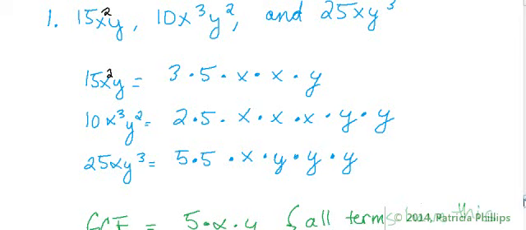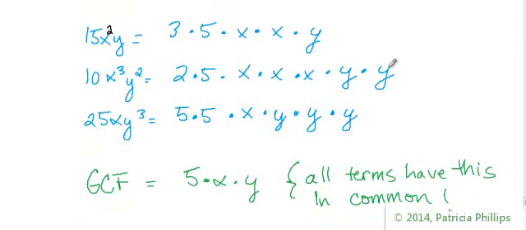Okay, so looking at all of these elements of our terms, which ones do you think they all have in common? Let me switch to a different color. I see that they all have a 5. They all have at least one x, but they don't all have two x's, so we're just going to leave it at one. They all have at least one y, but they don't all have two y's.